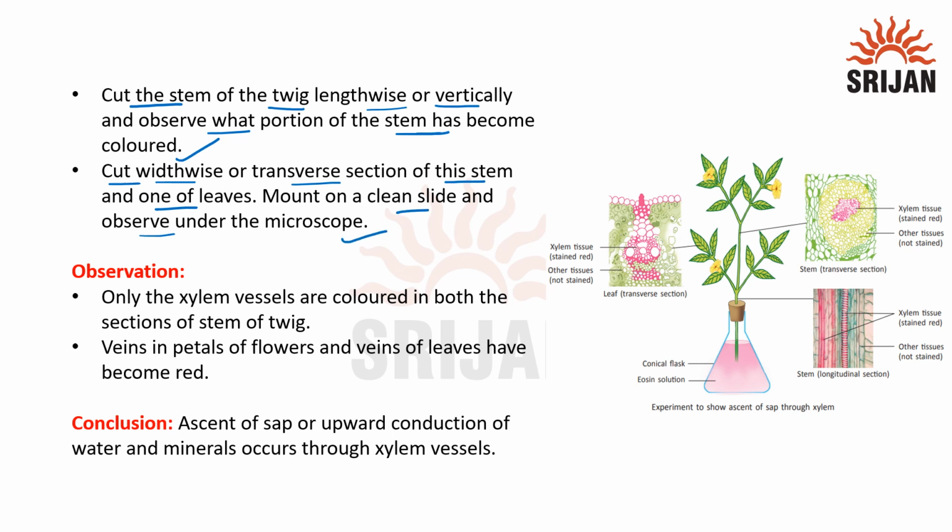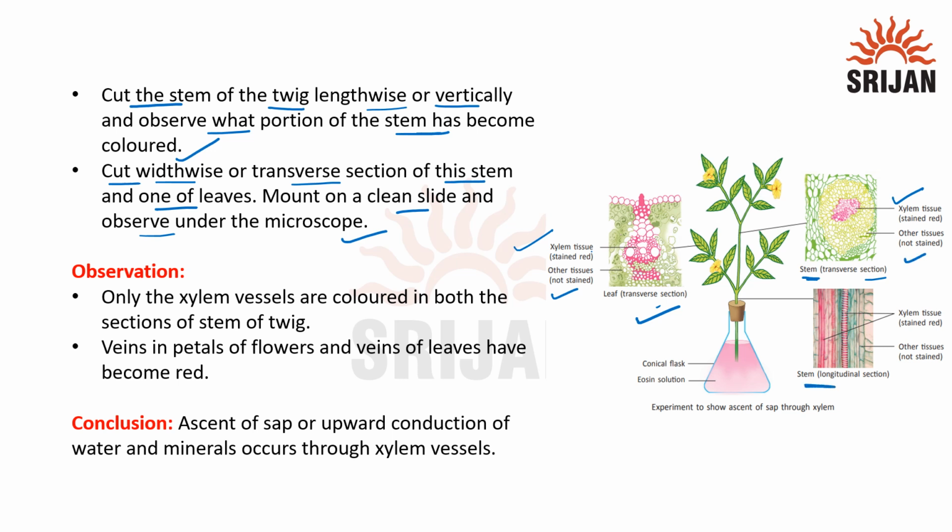So from these images you can see that this is the leaf transverse section and this is the xylem tissue stained red and other tissue that is not stained, and in this image also you can see this is the stem transverse section in which the xylem tissue is stained red, and another tissue that is not stained, right?